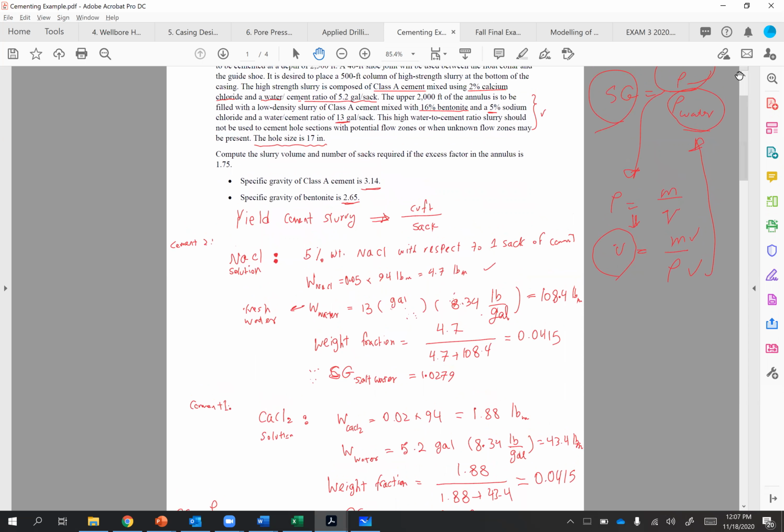Then we also have the value for the water cement ratio, which is 13 gallons per sack. You're calculating for one sack of cement, which means we have 13 gallons of water. That 13 gallons translates into 108 pound mass, because the density of water is 8.34 pound per gallon. Since we have the weight of the water and the weight of NaCl, we can calculate a weight fraction for this mixture.